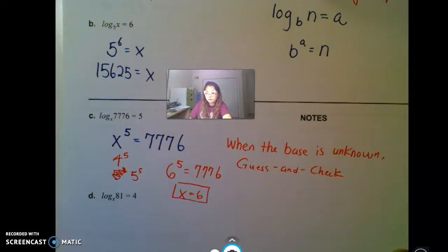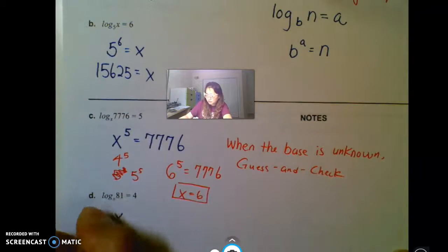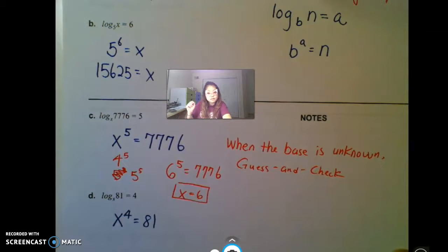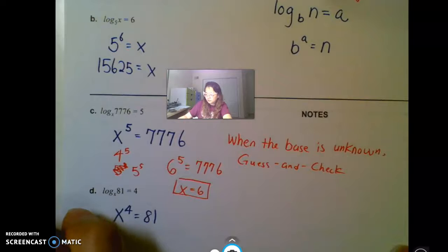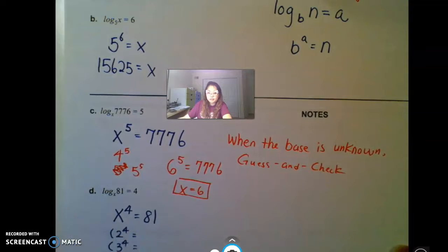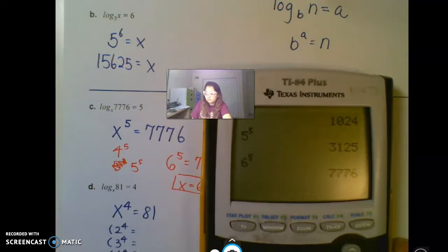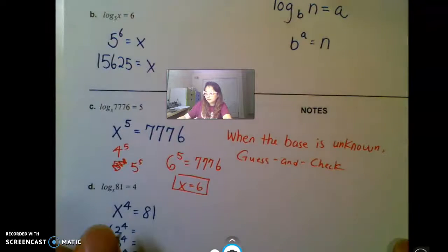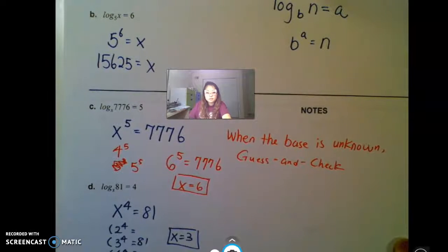So let's try one more. Base is x. Exponent is 4. And that's 81. Start guessing, start checking. So try 2 to the 4th. Try 3 to the 4th. Try 4 to the 4th. One of these will turn out to be 81. Let's see. 3 to the power of 4. What? That's 81? As if I knew this before. So x is 3. So when the base is unknown, guess and check.